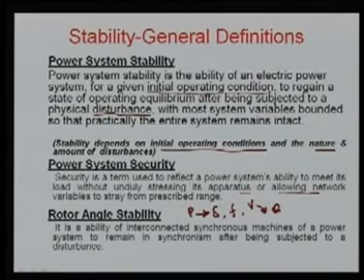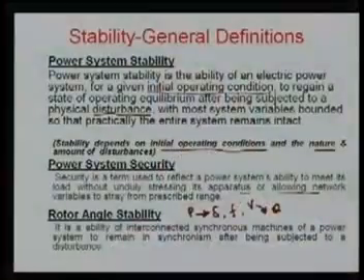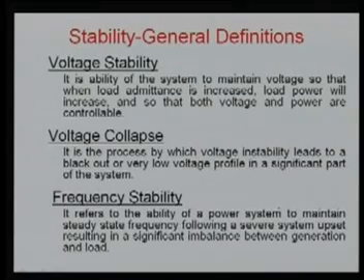You will see later. So, rotor angle stability is the ability of interconnected synchronous machines of a power system to remain in synchronism after being subjected to a disturbance. Whenever there is a disturbance, your whole operating system, including your synchronous machines, must be in synchronism, then we can say it is rotor angle stability of the system. Now, what is voltage stability? Here our monitoring quantity is the voltage rather than delta. Voltage stability is the ability of the system to maintain voltage, so that when load admittance is increased, load power will increase, and so that both voltage and power are controllable.